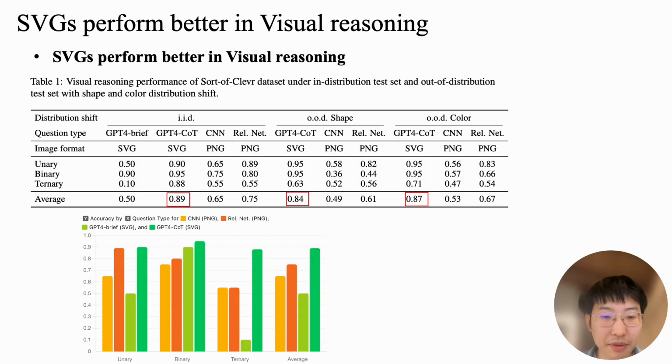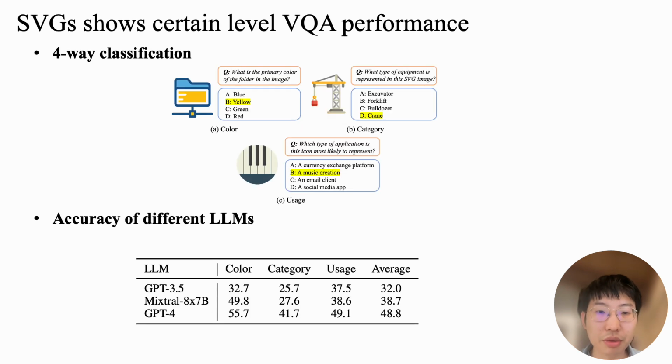As the table and figure show, SVG representation again shows benefits compared to PNG representation. As you can see here, when GPT-4 is combined with the chain of thought technique, denoted by the dark green bar, it shows better performance than the baseline PNG format. This again tells us that SVG has strong potential in visual reasoning. We also introduced a new SVG VQA dataset, where we found that capable models like GPT-4 show a certain level of VQA capability.